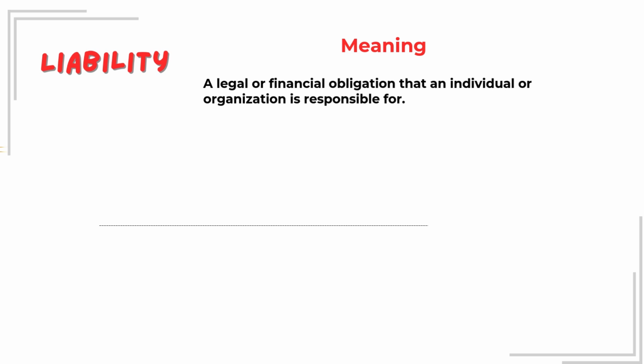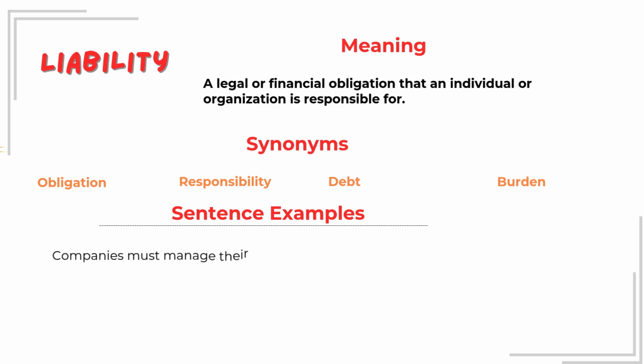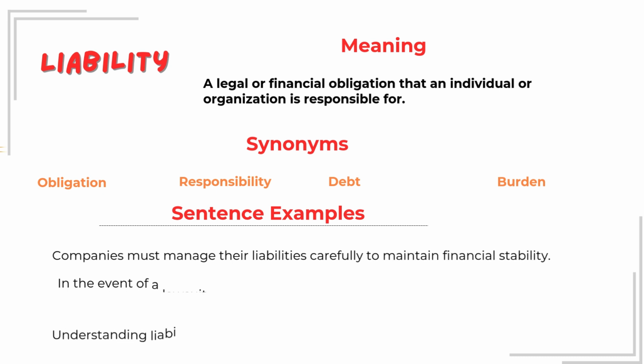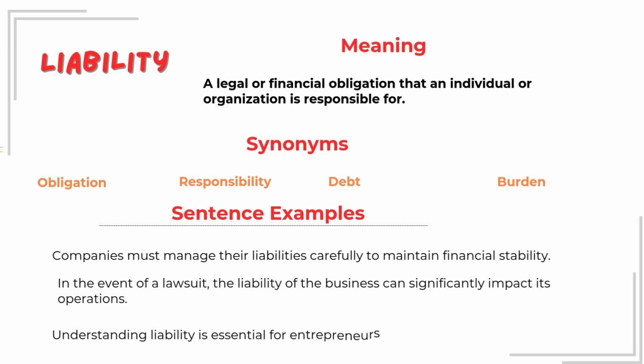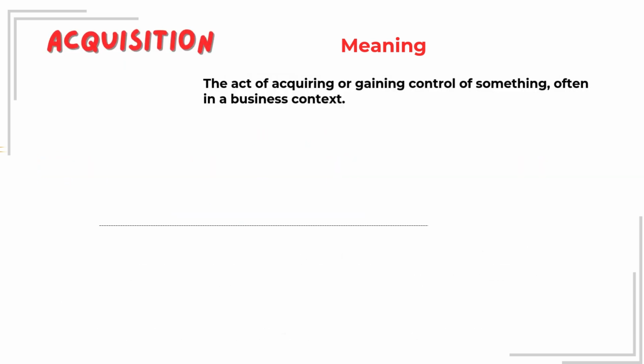Liability. A legal or financial obligation that an individual or organization is responsible for. Obligation. Responsibility. Debt. Burden. Companies must manage their liabilities carefully to maintain financial stability. In the event of a lawsuit, the liability of the business can significantly impact its operations. Understanding liability is essential for entrepreneurs in managing risk. Many students learn about liability in relation to personal finance and business law.